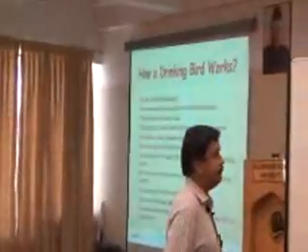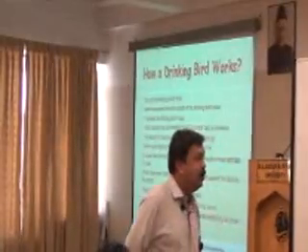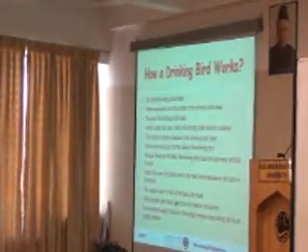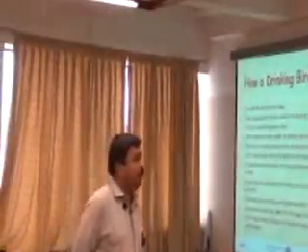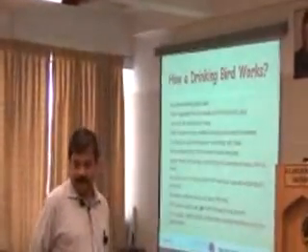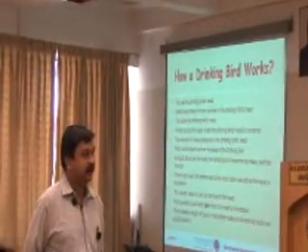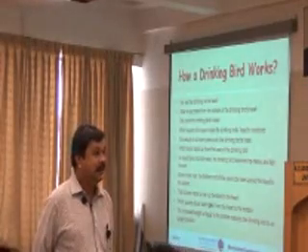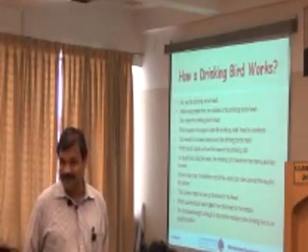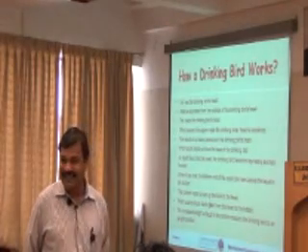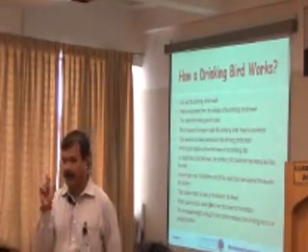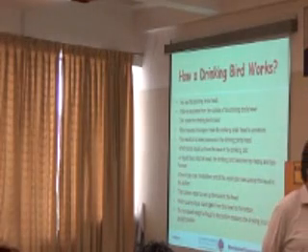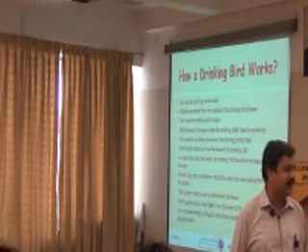Next slide, please. How does a drinking bird work? You wet the drinking bird's head. The water evaporates from the outside of the drinking bird's head. This cools the head, which is filled with a volatile liquid, usually an alcohol. This causes the vapor inside the drinking bird's head to condense.